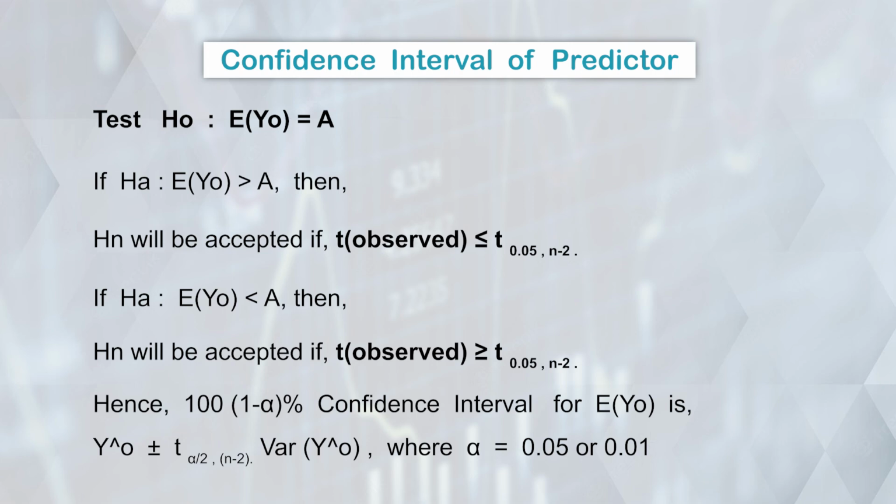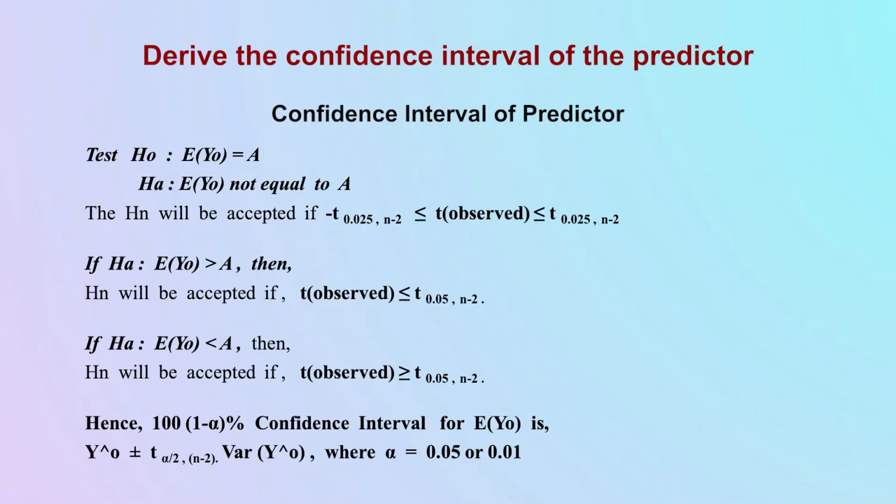So based on all this, we can set up the 100(1 minus alpha) percent confidence interval, and we can see that the predicted value Y0 hat will be plus or minus t, where we go by the two-tail test, and we write the variance of Y0 hat as it is. So alpha can be 0.05 or can be 0.01.